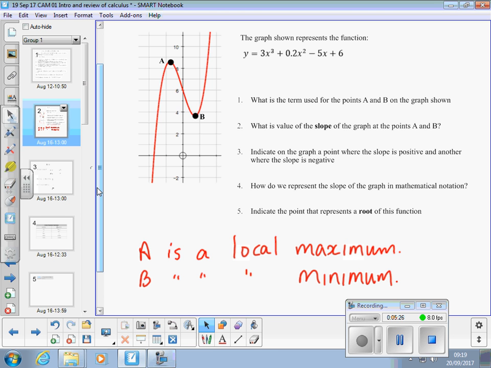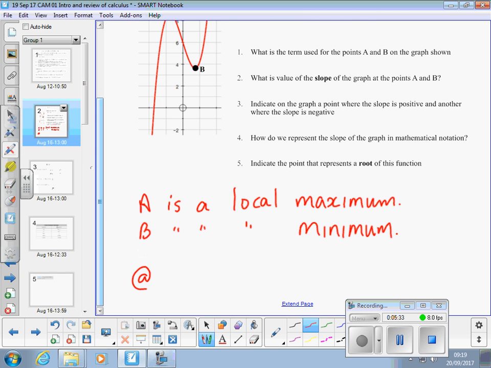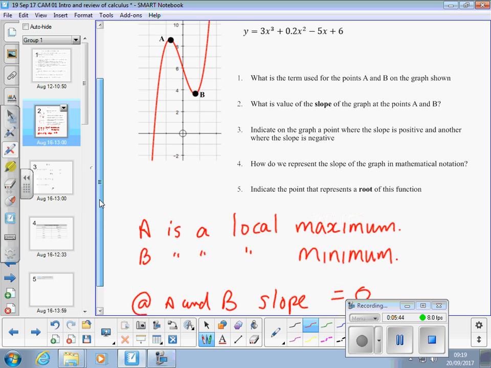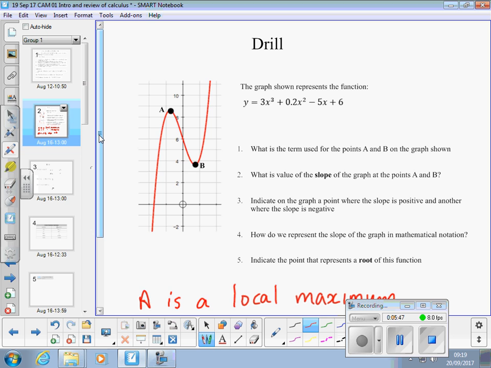What about the value of the slope of the graph at points A and B? Yep, the slope there is 0. Slope is represented by the tangent to the graph at that point, and the tangent to the graph at that point would be a horizontal line, and therefore the slope of that horizontal line is 0. And it's the same for point B too.